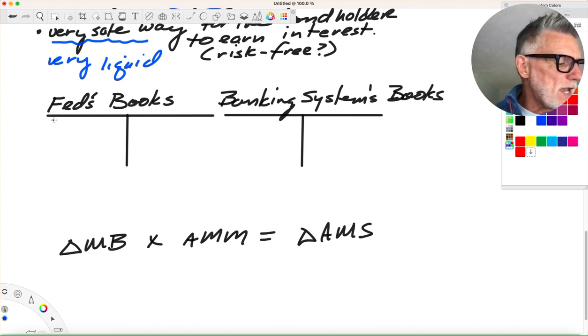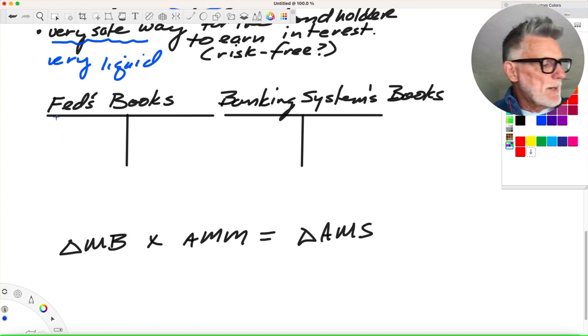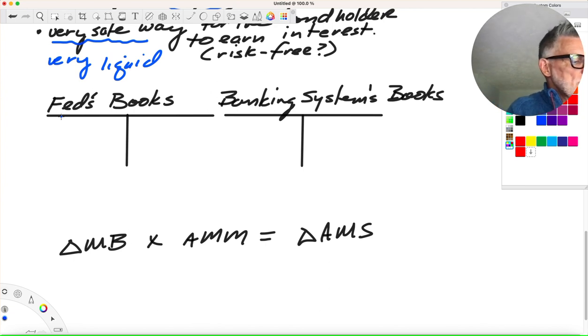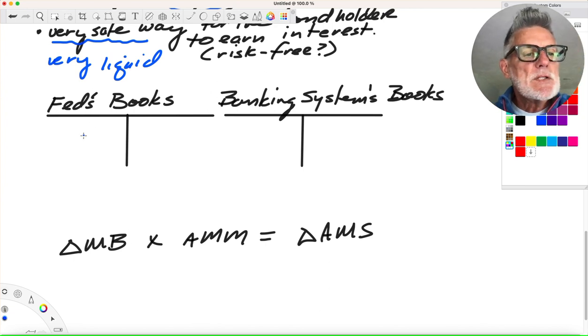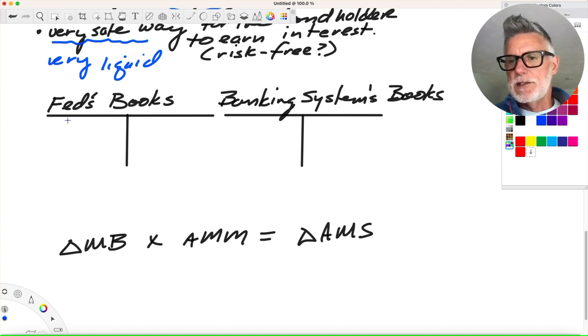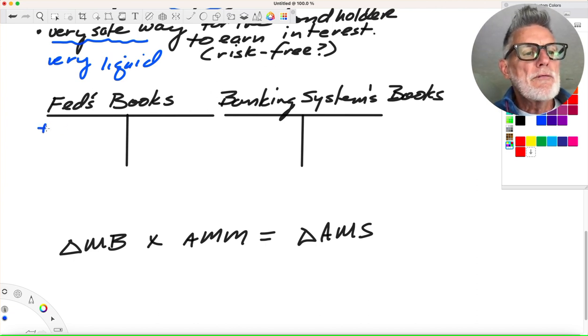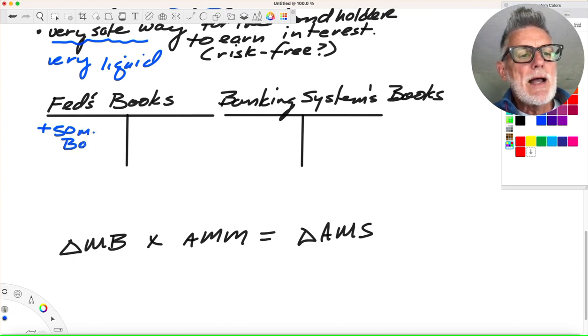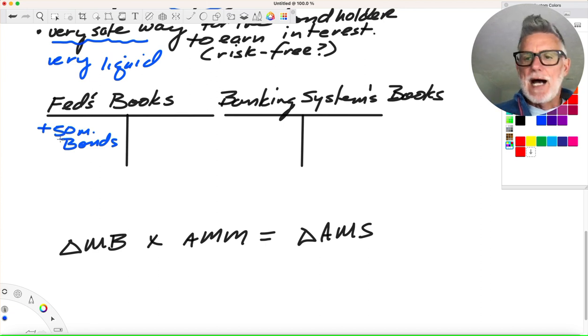Okay, so let's say the Fed, I'm just going to make up an example here. I've jotted down a few notes. And let's say the Fed decides to buy $50 million in U.S. government bonds. How would that affect the Fed's books, and how would that affect the banking system's books? Well, when the Fed buys $50 million in bonds, it now shows those bonds as an asset on its books because bonds are something of value that the Fed is holding.